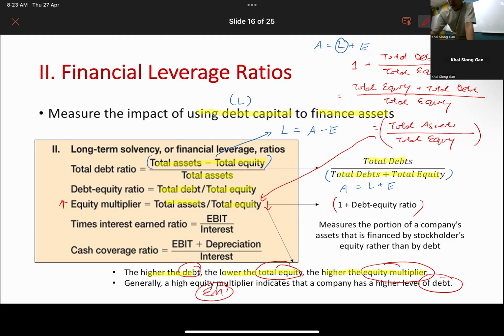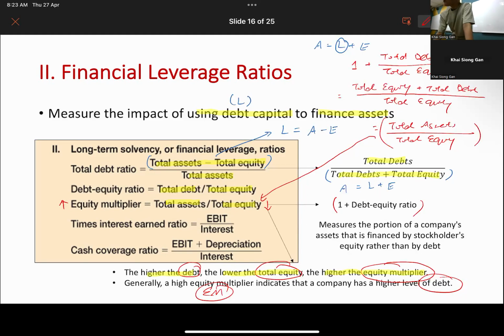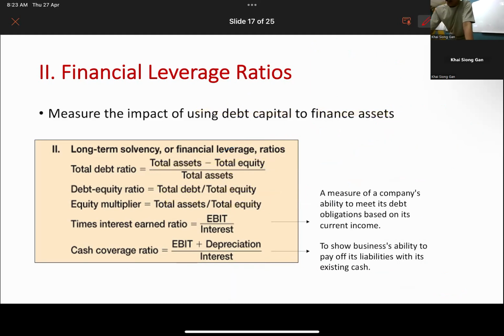The next two I will go through roughly with you because they are not too important. Times interest earned ratio just looks at how much of the earnings before interest and tax I earn to be able to pay for my interest payments. It is a measure of a company's ability to meet its debt obligations based on current income. So based on the income I earn, am I able to pay the interest payments?